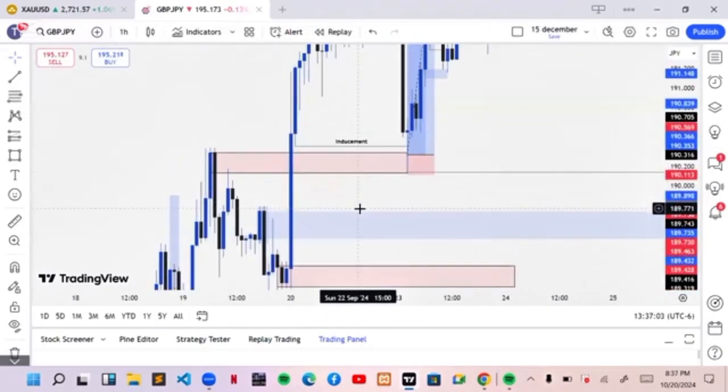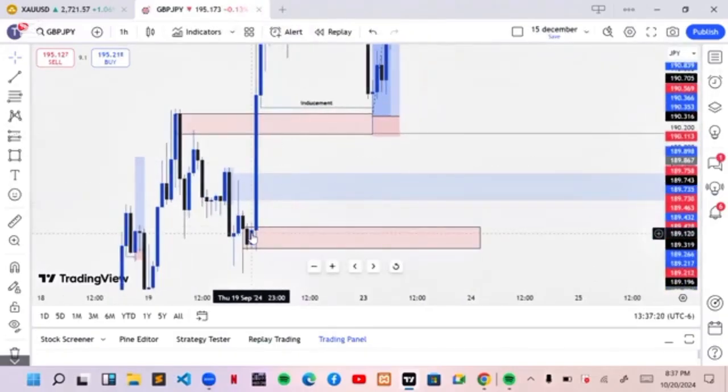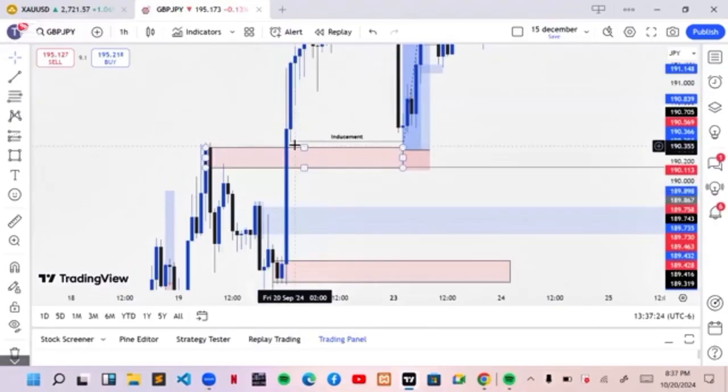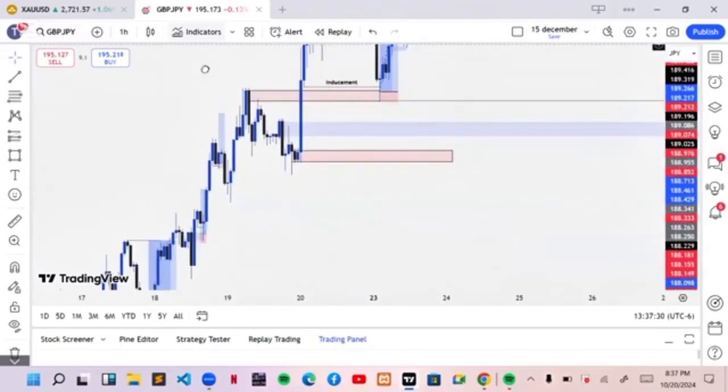But which one are you going to pick? You're going to pick the one that is unmitigated and closest to liquidity. So where is our liquidity? This inducement. Our inducement is right here. That's our liquidity. Our breaker block is here. Another breaker block is also here, and then the other block is down here. Which point of interest are you going to use? You're obviously going to use the one that is closest to our inducement, which is this breaker block. This is why I took this trade from this breaker block right here.